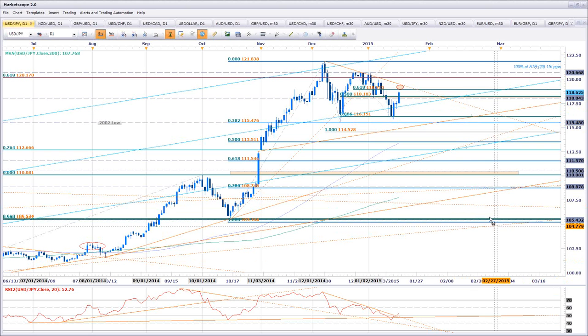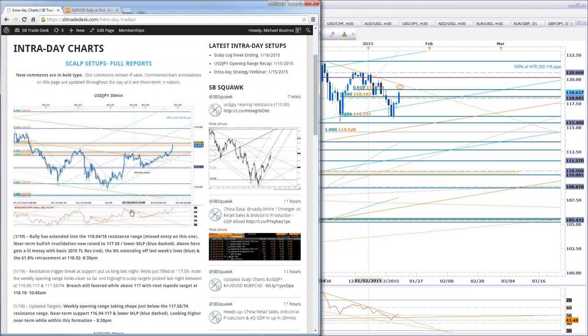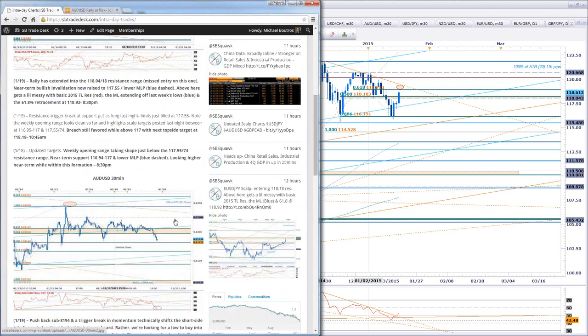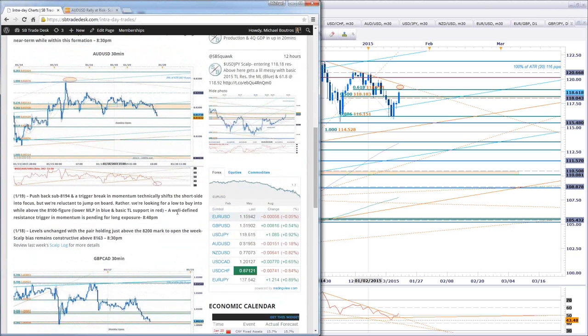So let's move on. If there are no other questions on the dollar-yen, the next trade we've been following here on the scalp log is the good old Aussie dollar. So a little bit lackluster to start off the week, guys.